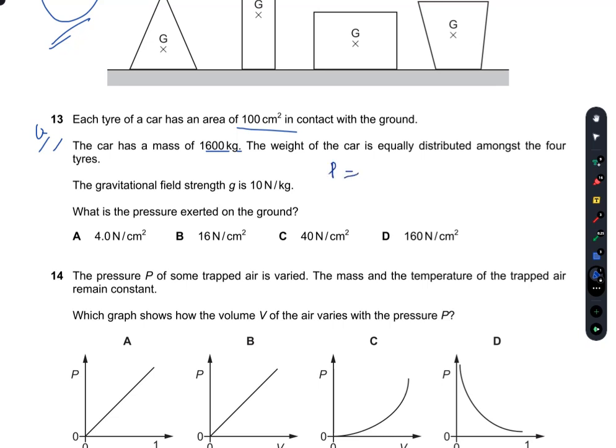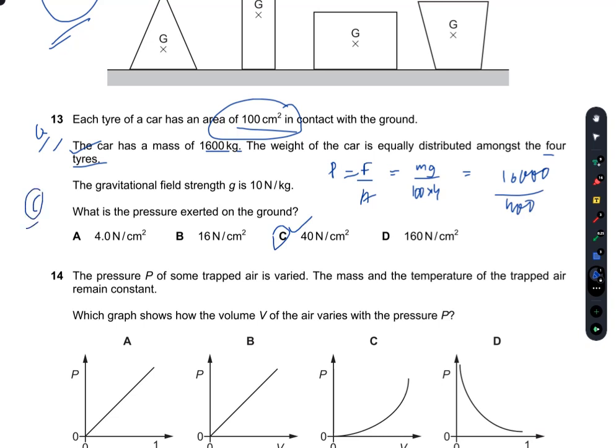So what is pressure? Pressure is force acting per unit area. So force here is the weight acting on an area of 100 centimeters into 4, because there are 4 tires of the car. The area is not only 100 centimeters, it is 400, because the weight of the car is equally distributed among the 4 tires. So the weight here would be 1600 times 10. So 16,000 over 400. So that is 40 newtons per centimeter square. C is the right option.